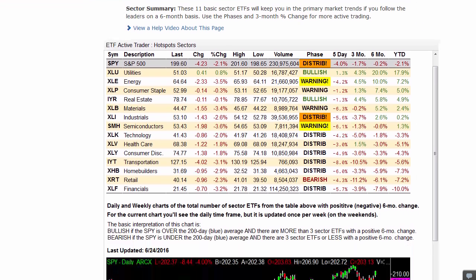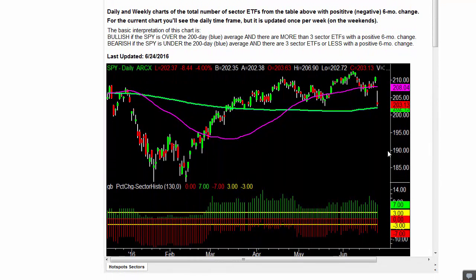But before I actually go to the individuals, let's take a quick look at what's going on here in terms of the sectors. So the idea, now this is produced weekly.